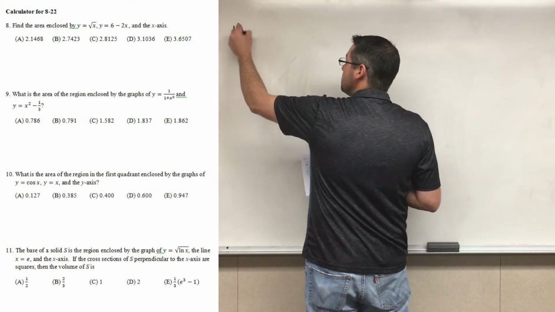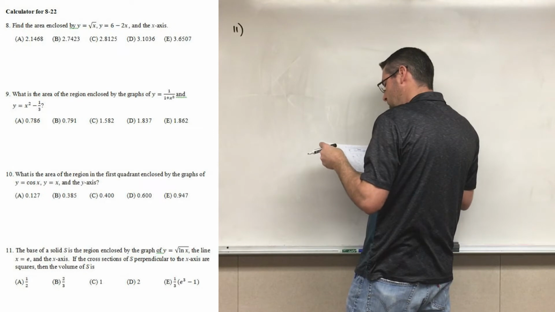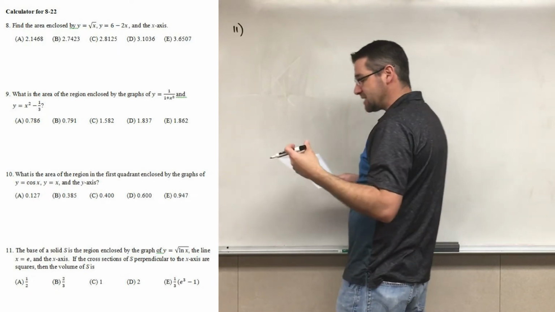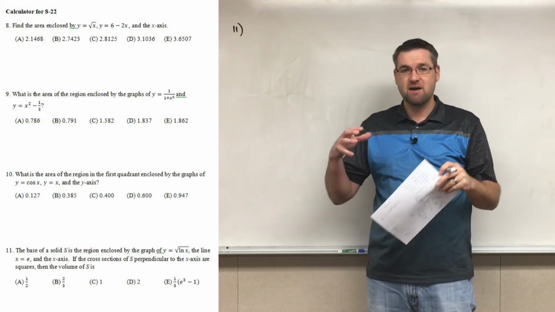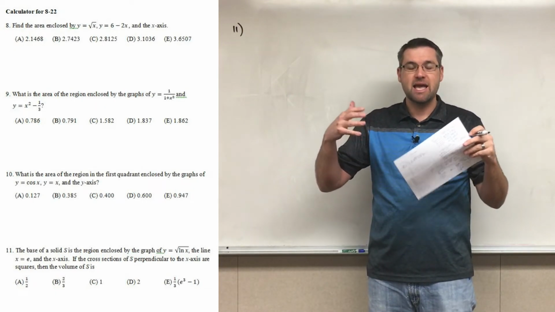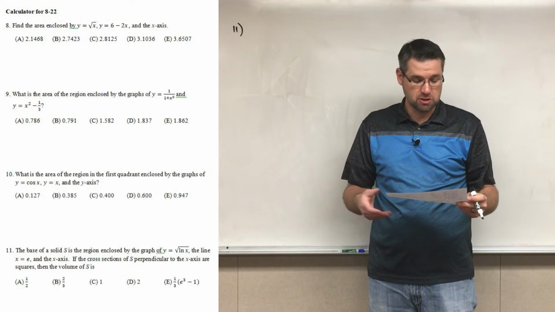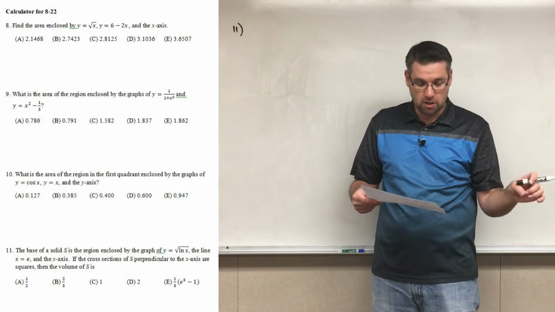Number 11. Number 11, it says the base of a solid. Right here should be an indication that you're going to be finding the area of some cross-section. When you hear the base of a solid, okay?